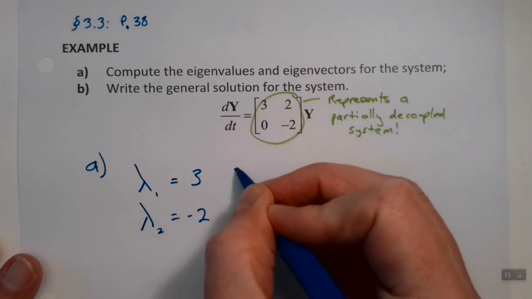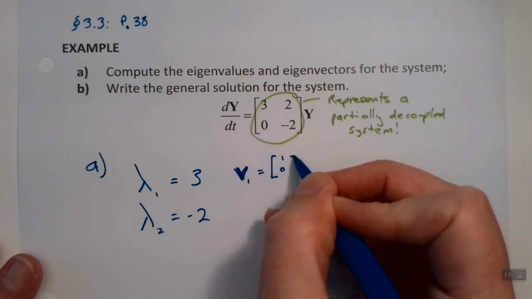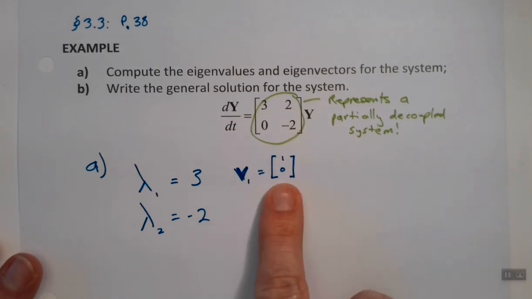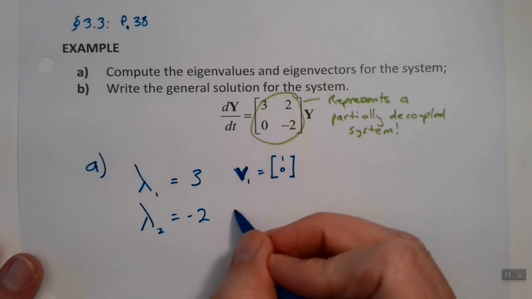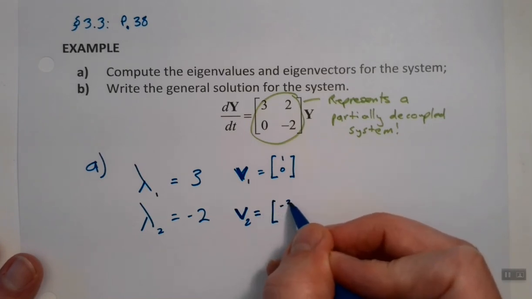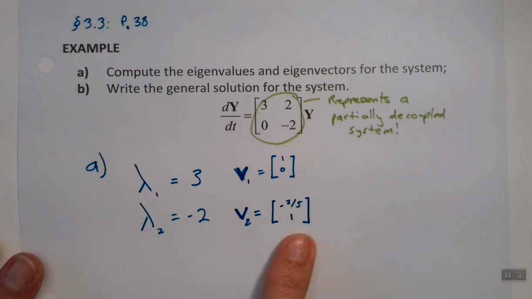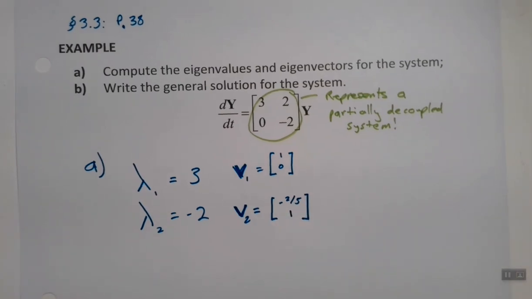and the corresponding eigenvectors: v1 is (1, 0), which is basically pointing in the x-axis direction, and v2 is, well, the way it pops out in Maple, at least it did for me, (-2/5, 1). Now there are alternative ways that that might show up, because remember, an eigenvector can be written many different ways. It's really about the direction that it's pointing.